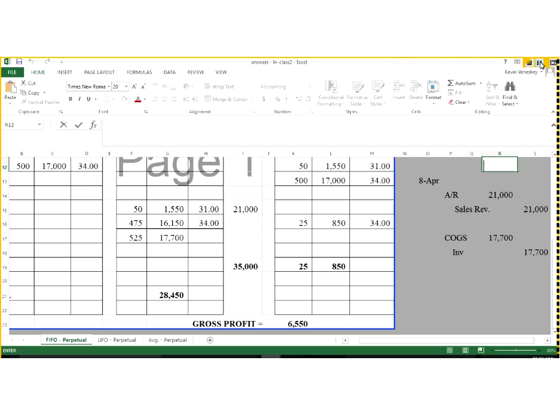No reason for that to be bold. Maybe this one should be bold. So my total cost of goods sold is simply what I just calculated, $10,800. And at this point, you can go ahead and do your journal entry.